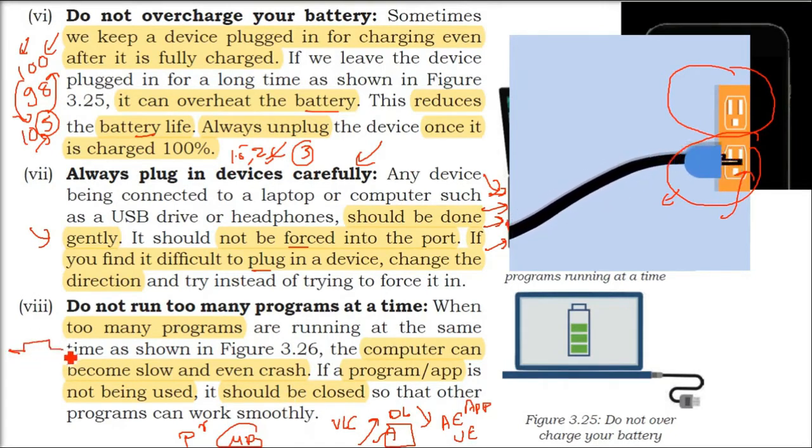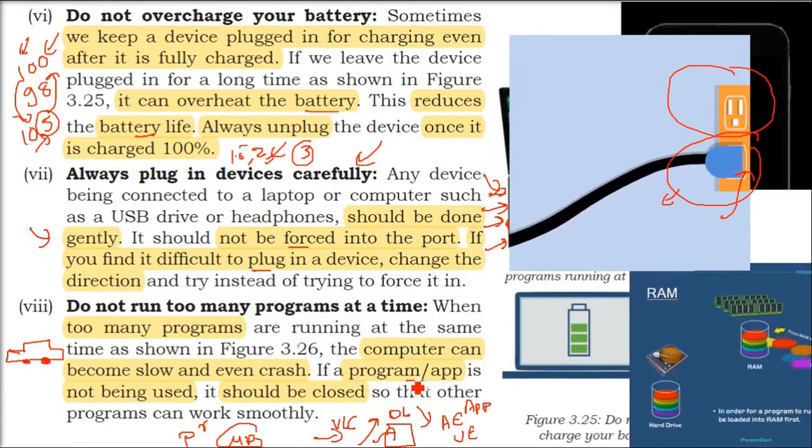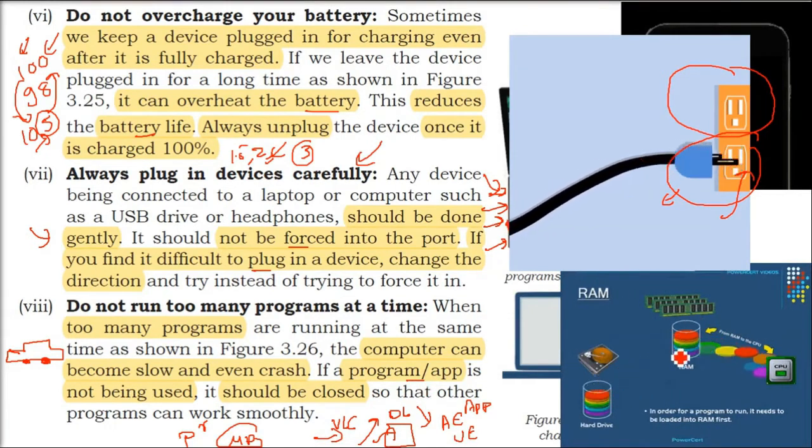What will happen if you run a car and always use the brake? The tire will be depleted. Same thing here. These electronic devices are not invincible. So always run only the programs that are required. You can close other programs also. Let me give you an insight here.